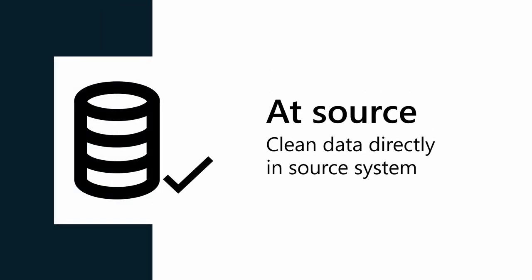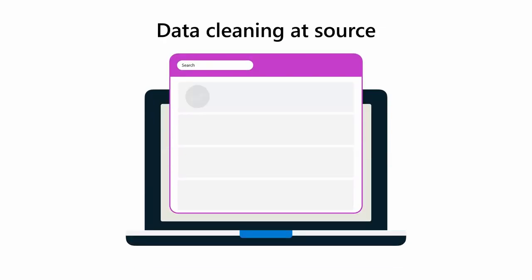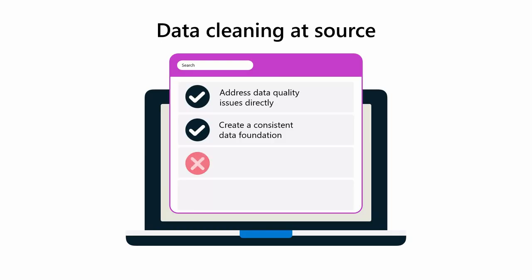Now, let's discuss the difference between cleaning data at the source and cleaning data in Power BI. Cleaning data at the source involves addressing data quality issues directly within the source system, such as a database or a spreadsheet. This method ensures that any future analysis using this data will have a clean and consistent foundation. However, this approach may not always be possible, especially if you don't have direct access to the source system or if multiple systems are involved.